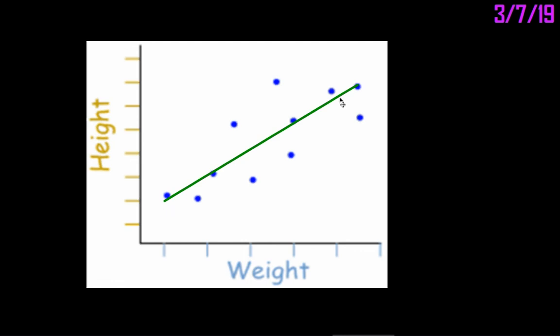The main idea is that line that you would use to predict a value. You can see, okay, that's going to be, as my weight increases, my height increases as well. So again, make sure if you need to go back and double check those, you can.